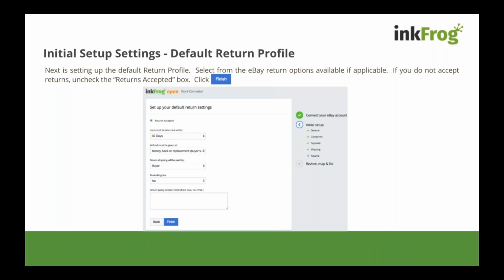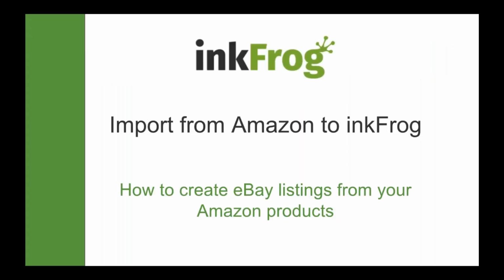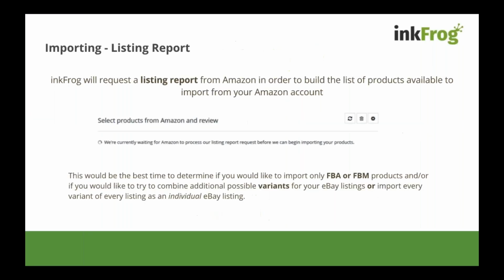And then your default return profile. So if you accept returns, go ahead and fill in your criteria for your particular returns. However, if you do not accept returns, then all you would need to do is just uncheck where the box says returns accepted. And then you'll go through and you'll click finish. Once you click finish, that's when we start the process of pulling in the list of available products from Amazon.